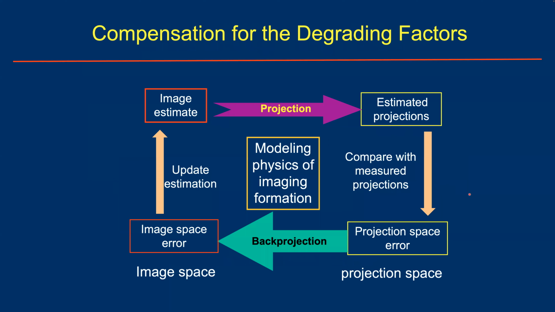So as we said, we can compensate for this in the iterative reconstruction by carefully modeling the physics, including attenuation, scatter, the collimator detector response, and some other factors. By carefully modeling those factors, we can gradually improve image quality and reduce the effect of those degrading factors.